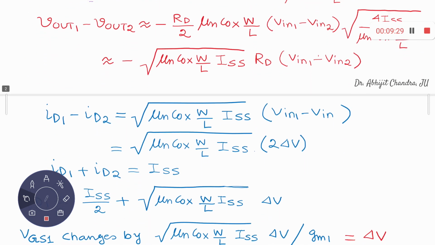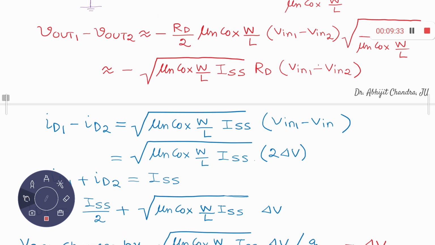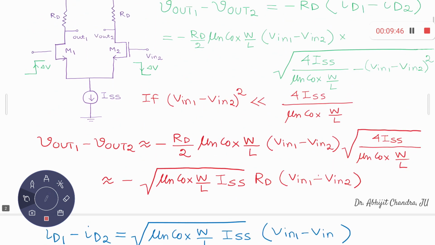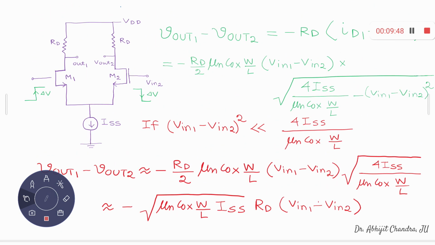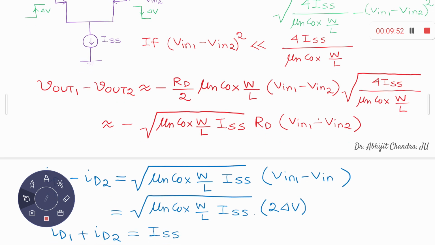Okay. So as you know, ID1 minus ID2 we have already obtained. ID1 minus ID2 is equal to the square root of mu n Cox W over L times ISS into V1 minus V2. That is quite obvious. Why? Because as you understand, Vout1 minus Vout2 is minus RT times ID1 minus ID2. And here Vout1 minus Vout2 is equal to minus of these times RT into V1 minus V2.